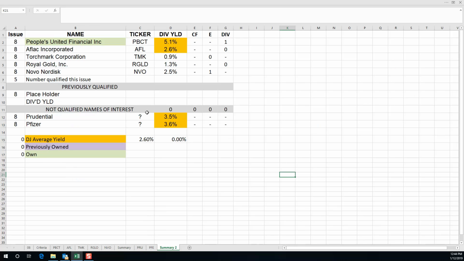So here we are in our total summary. Prudential and Pfizer. And let's just go ahead and complete this one. Prudential and Pfizer. They're not qualified anywhere along the line, but Prudential looks like it should have been when we looked at the numbers, because it was one negative year, and we don't allow the negative years.